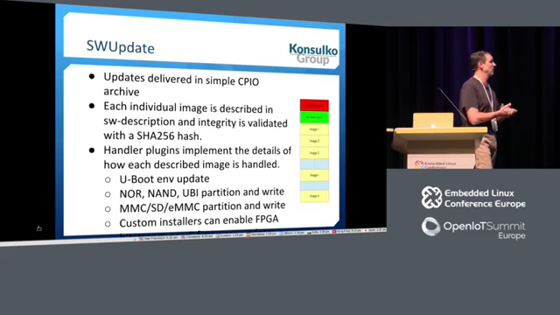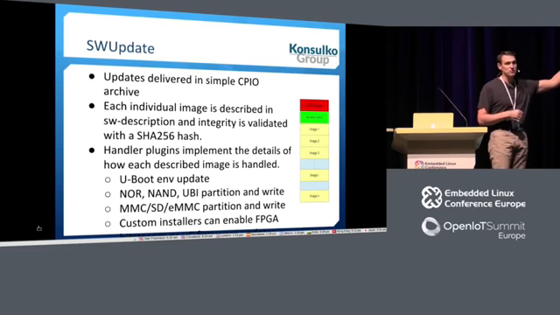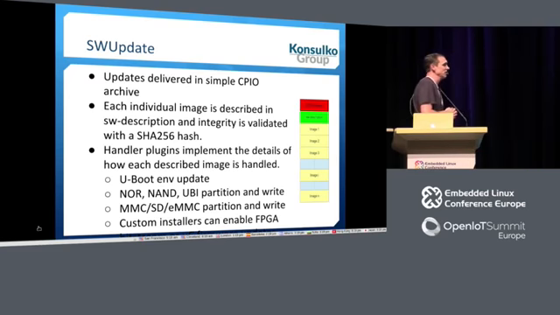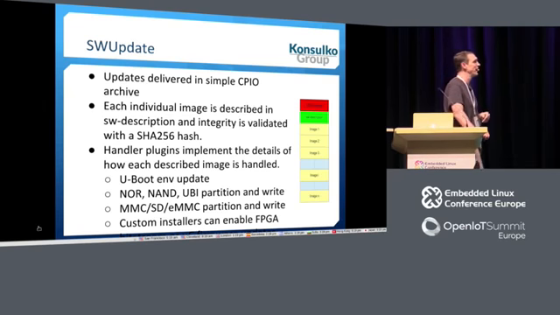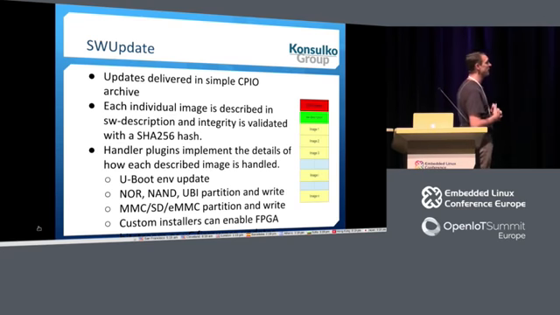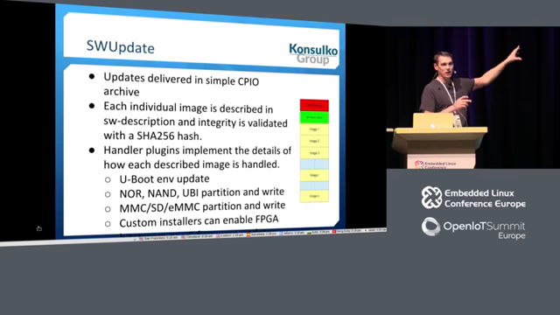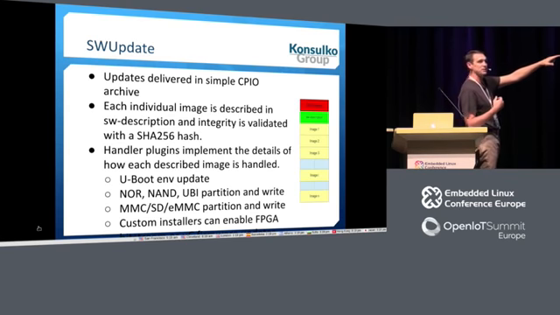So the way that software update manages these, it defines a specific image type, and you can see it's a very simple CPIO archive. It has a description header on that, and then it's just a series of sub-images, as I'll call them. Each of those images is described in that software description header, and then it's validated with SHA-256. As I mentioned on the first slide on this, the handler plugins implement all the details of how each of these image types are handled.